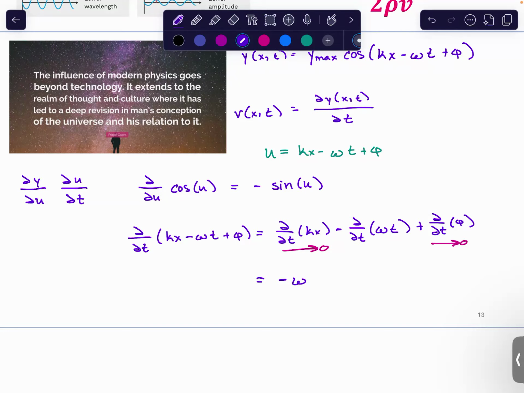So the partial derivatives are a lot more... Sometimes you see them and you're like, oh, that's going to make things easier. You don't have to worry about the rest of that function.